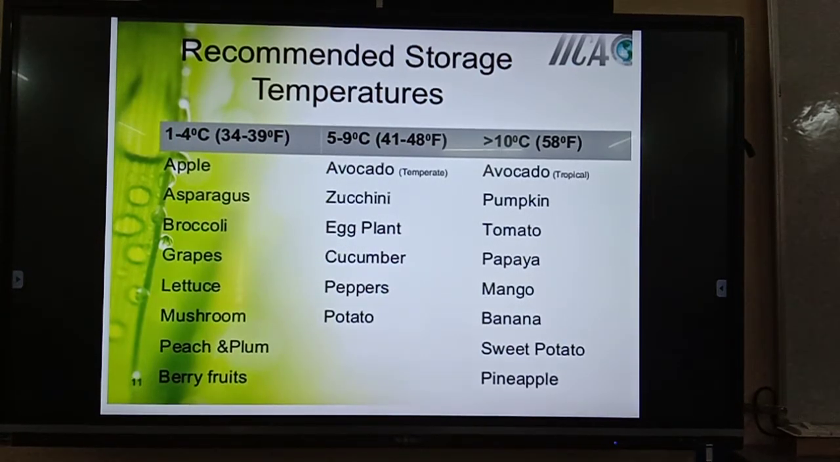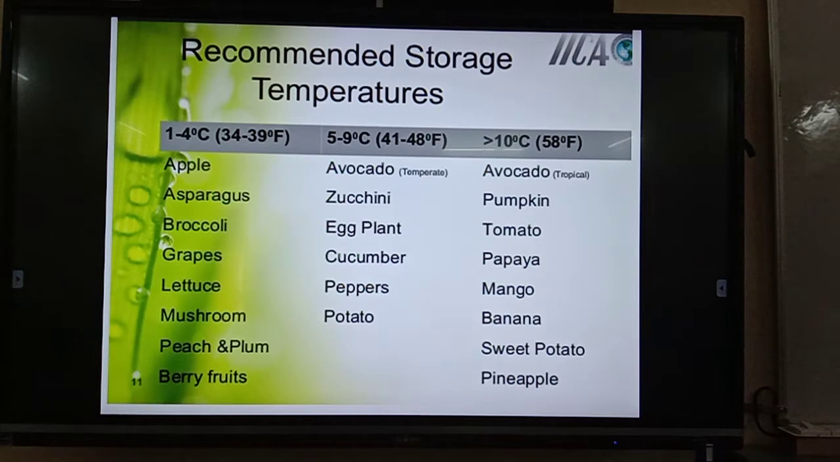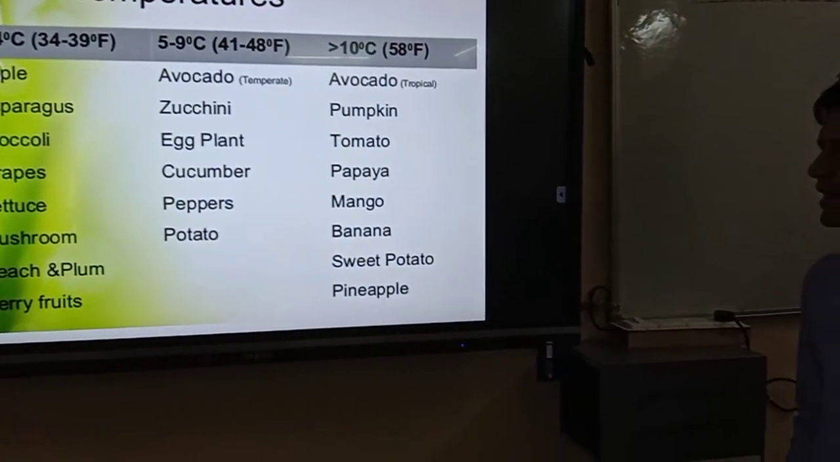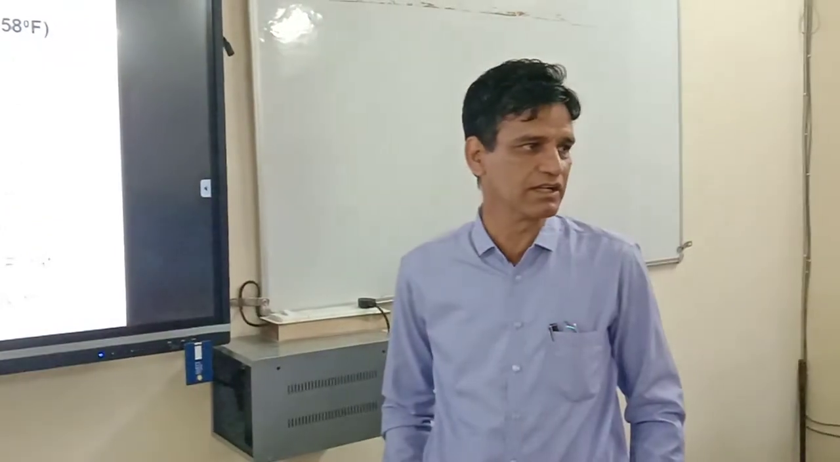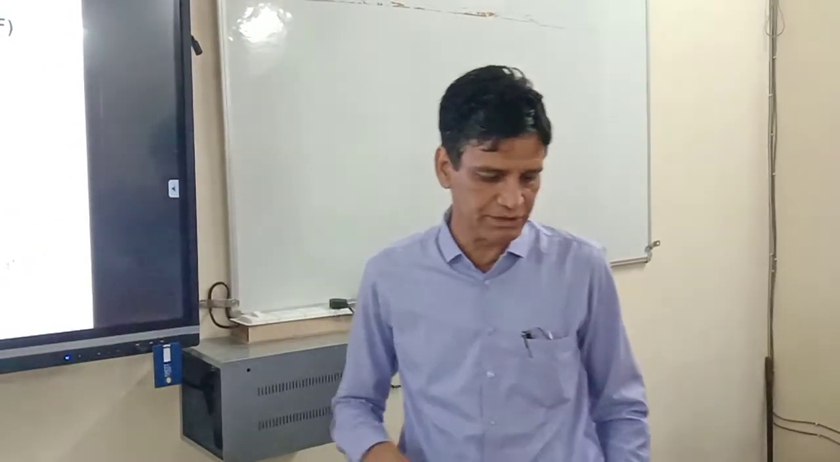But during storage, we have to take care that a particular crop should be stored at its particular temperature. If you put banana at low temperature, there may be chances of chilling injury. If you put mango at low temperature, there are chances of freezing injury. So we have to keep in mind which fruit requires what temperature, and at that temperature we have to keep our fruits and vegetables in the store.